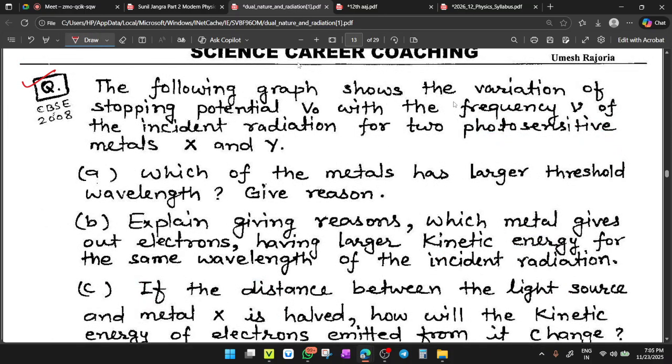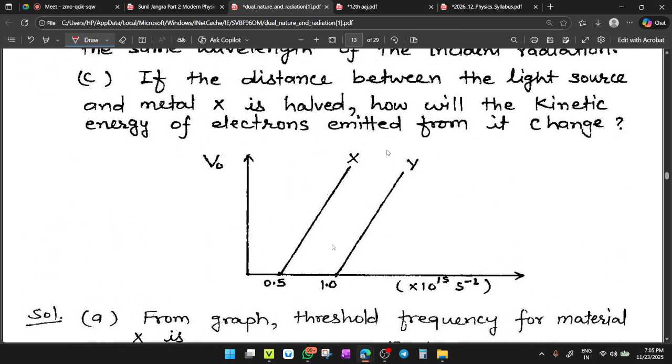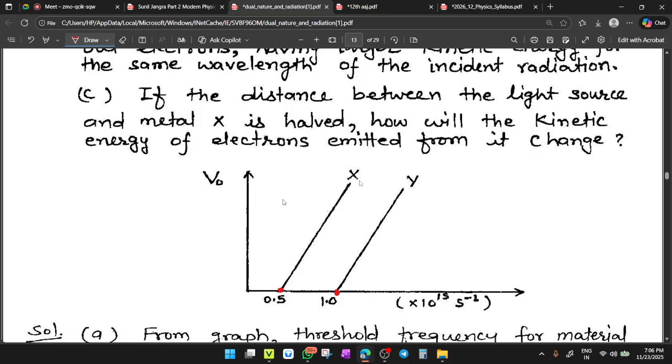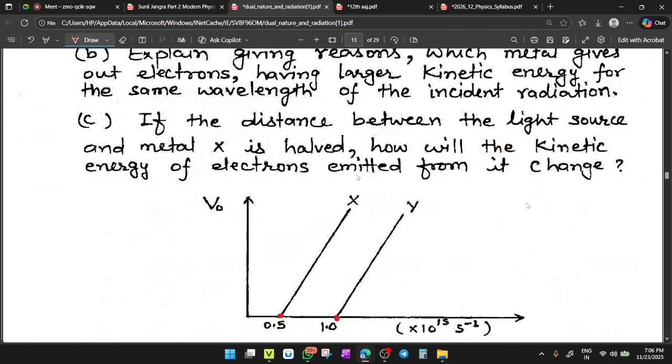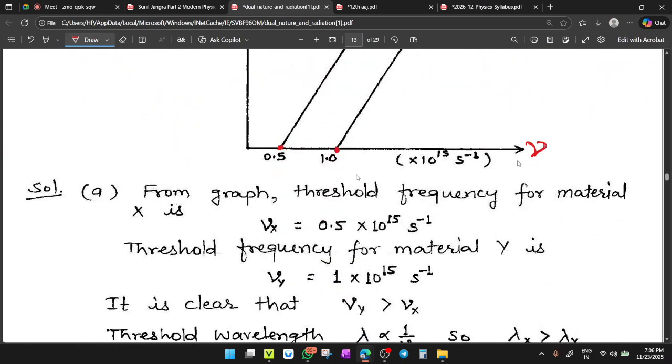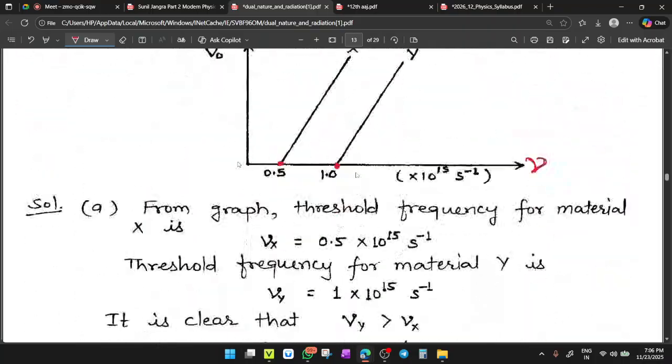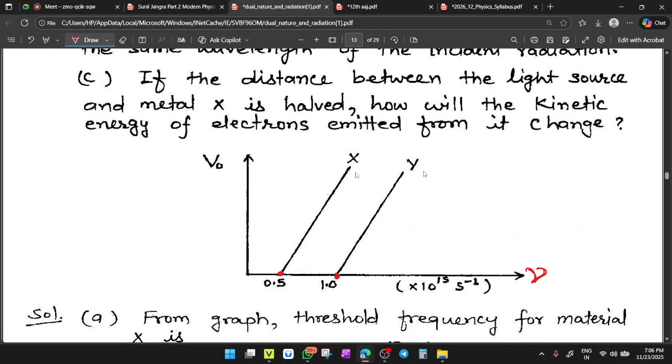The following graph shows the variation of the stopping potential V naught with the frequency nu of the incident radiation for the two photosensitive metals X and Y. Okay, this is the graph. This is the first threshold frequency, and this is the second threshold frequency. Stopping potential versus frequency. Two metals are there, X and Y. Clearly, X has the lower threshold frequency and Y has the higher threshold frequency.